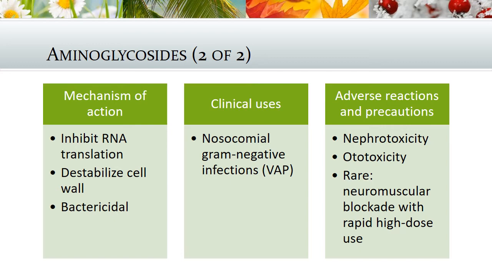Aminoglycosides work by inhibiting RNA translation, destabilizing the cell wall, and are considered bactericidal. They're used in nosocomial gram-negative infections, or VAP. Some adverse reactions of the aminoglycosides include toxicity of the kidneys, toxicity to hearing, and neuromuscular blockade with a rapid high-dose use.